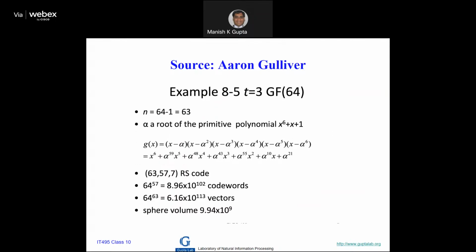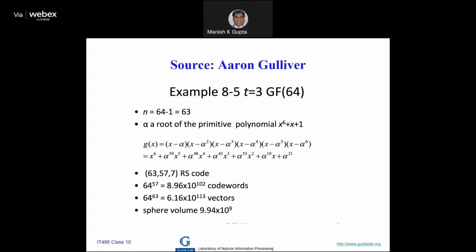Similarly, another example. If GF with 64 elements, n is equal to q minus 1. 64 minus 1 is what? 63. Alpha is the root of the primitive polynomial. We pick up a primitive polynomial over this field, x raised to power 6 plus x plus 1. And g(x) goes up to (x minus alpha raised to power 6), because t is 3. 2t goes up to alpha raised to power 6. Simplify this, and this will give you the 63, 57, 7 Reed-Solomon code.